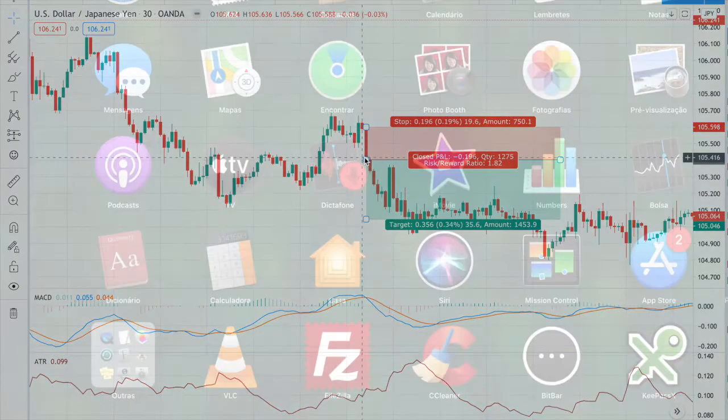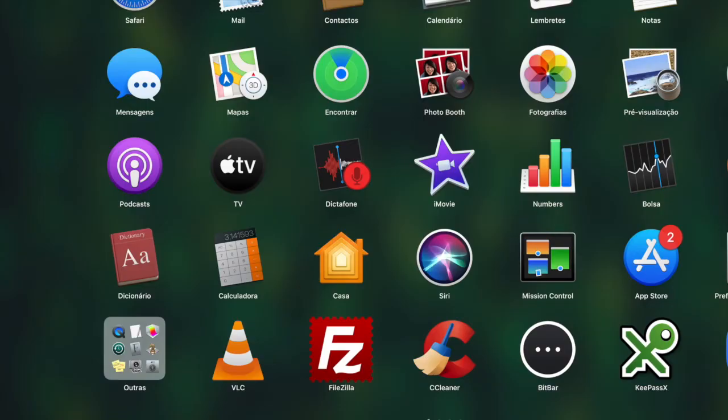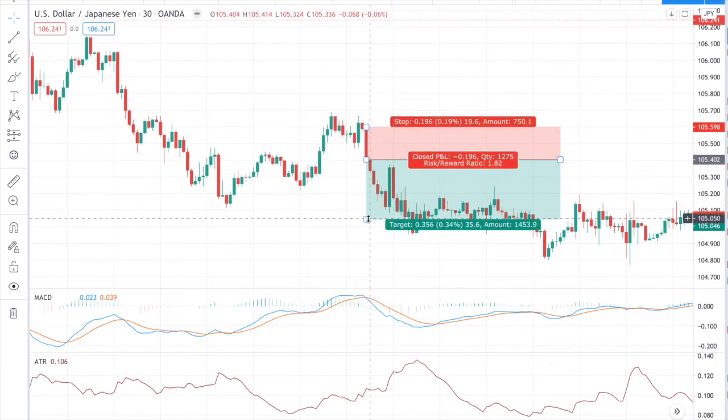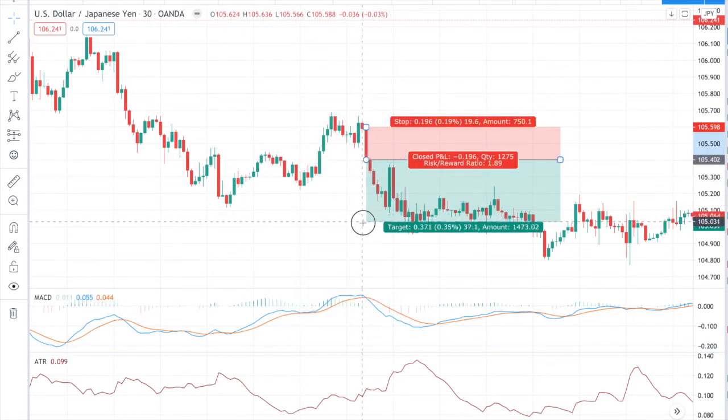What I would do is get the calculator again, and I know that it's 10.7, and I would go for minimum 2 times the ATR, or maybe 3 times the ATR. Yeah, let's do it. 10.7, let's call it 32 pips. So I would go here, 32 pips.